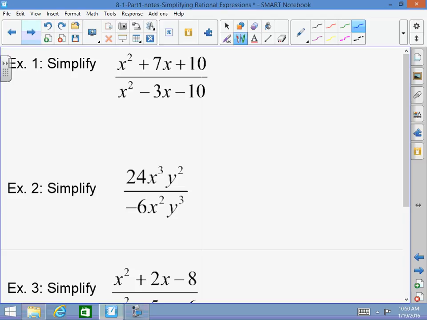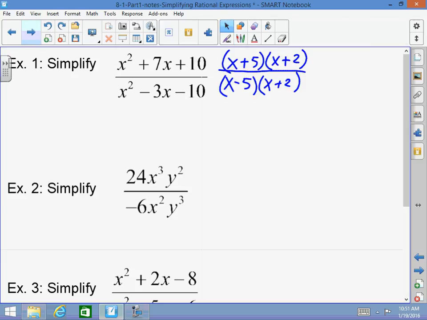Okay, so let's factor. So the numerator, good job. X plus 5 and x plus 2. Beautiful. Well done, my brothers. And in the denominator, what times what is negative 10, but when added together is negative 3? Negative 5 and positive 2.